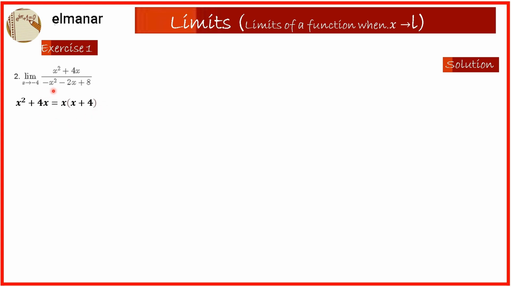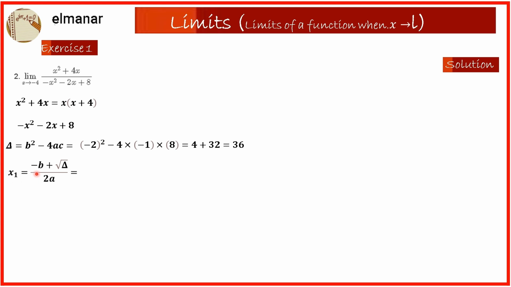We factor the denominator. The discriminant of the polynomial -x² - 2x + 8: delta is equal to b² - 4ac, which is equal to (-2)² - 4 times (-1) times 8, which equals 4 + 32, therefore equal to 36. Since the discriminant is greater than 0, there are two roots. x1 is equal to (-b + √delta) over 2a, which equals (2 + 6) over -2. So, x1 is equal to -4. In the same way, we find that x2 is equal to 2.